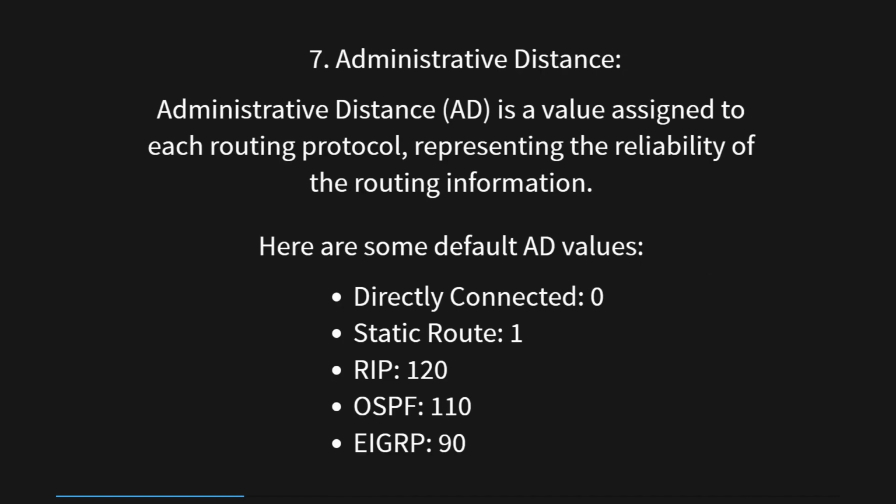Further, administrative distance, AD, is a critical concept in routing that helps routers determine the trustworthiness of routing information from various sources. It is a numeric value assigned to each routing protocol, representing the reliability or preference level of the information provided by that protocol. When a router receives multiple routes to the same destination from different protocols, it uses the AD to decide which route to select. Lower AD values are considered more reliable, and the router chooses the route with the lowest AD as the best path to the destination.